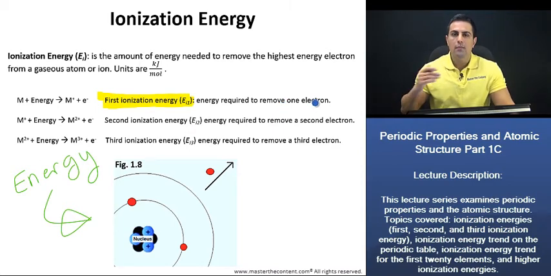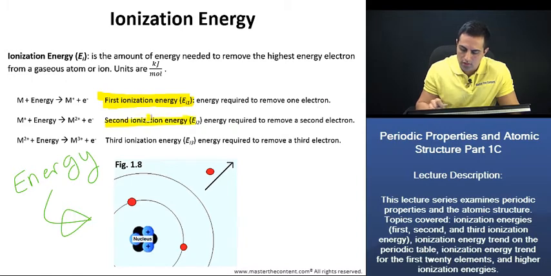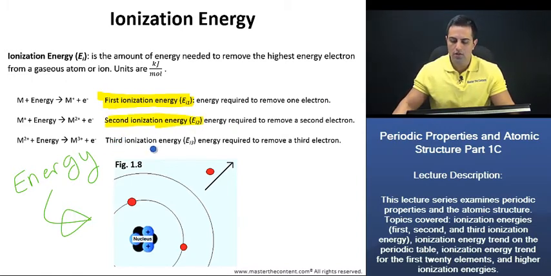Now, the amount of energy required to remove that second electron, that's known as your second ionization energy, and so on for the third ionization energy. And furthermore, the second ionization energy is always going to be higher than the first ionization energy because it's harder to remove that second electron. And we'll discuss why in just a few slides.